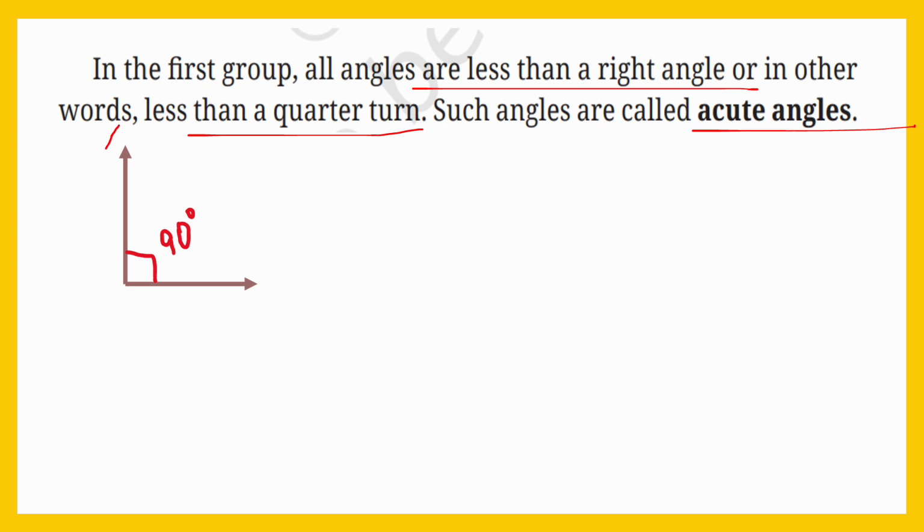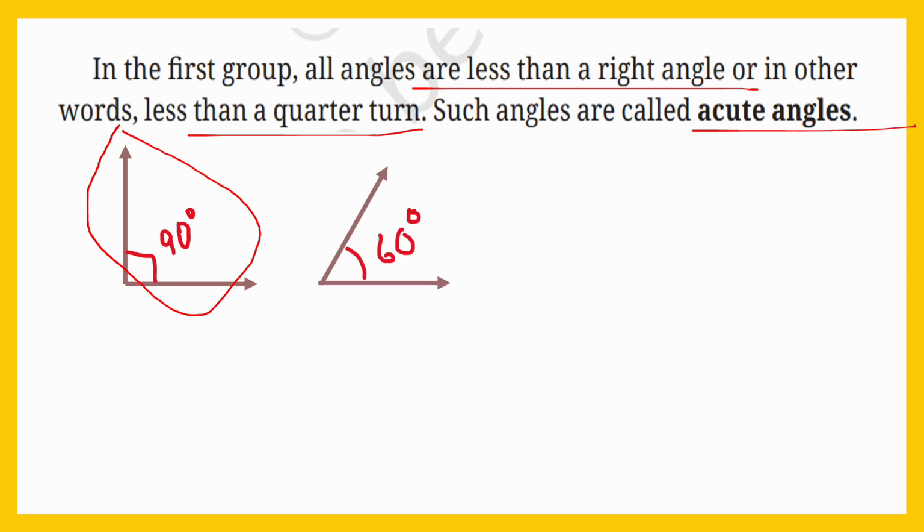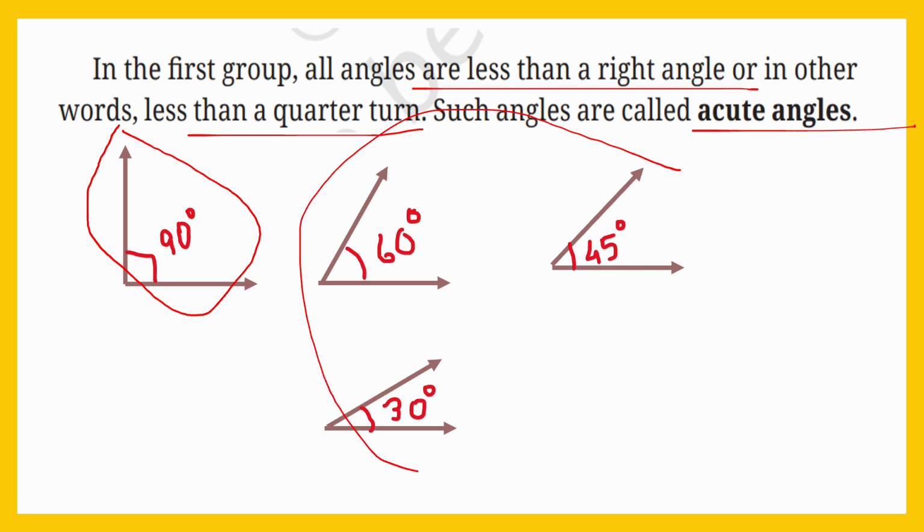See, this is a right angle, 90 degrees. This is an L-shaped angle. See this angle, this angle is only 60 degrees. This is less than 90 degrees, less than a right angle. See another angle, 45 degrees. This is also less than a right angle. See another angle, 30 degrees. This is also less than a right angle. So, these angles are called acute angles. Acute angles are less than a right angle.